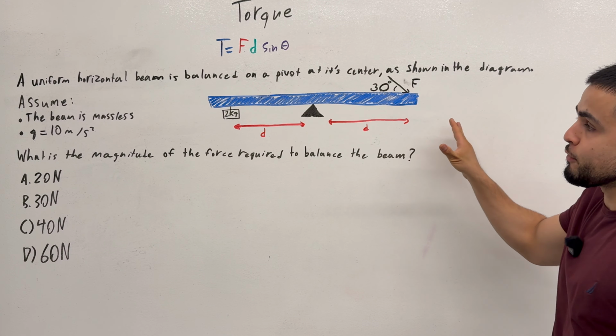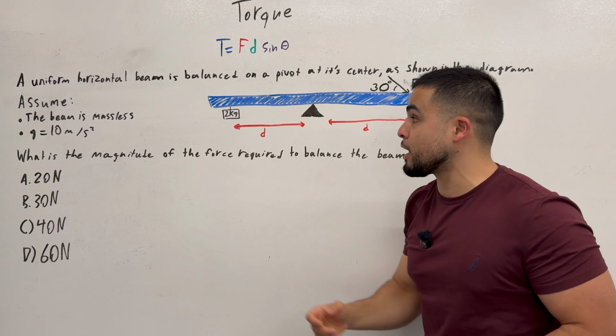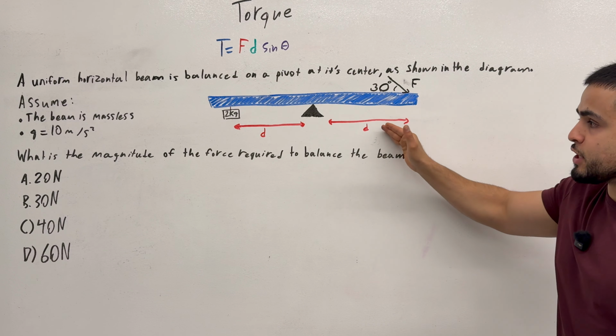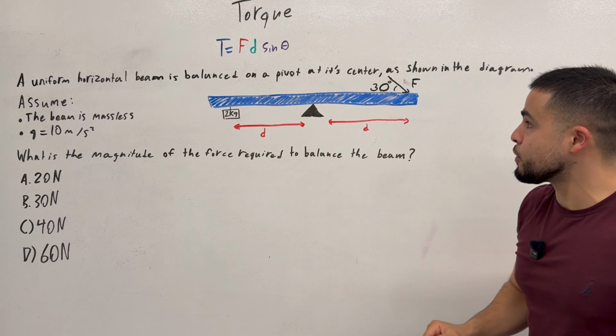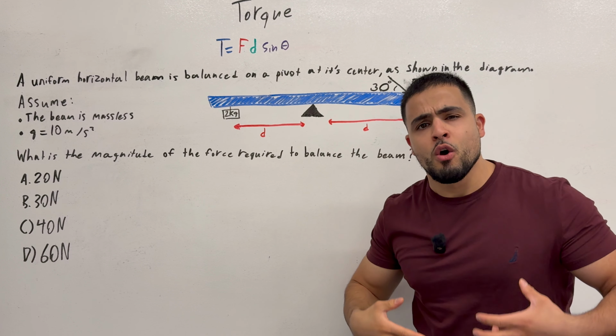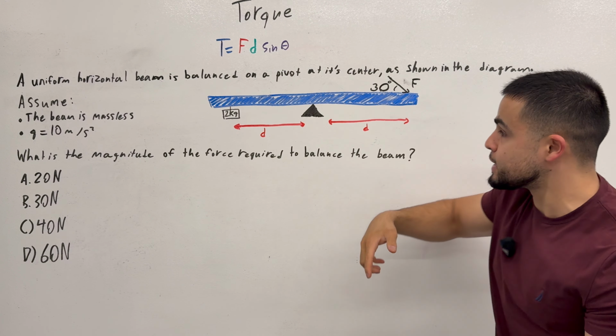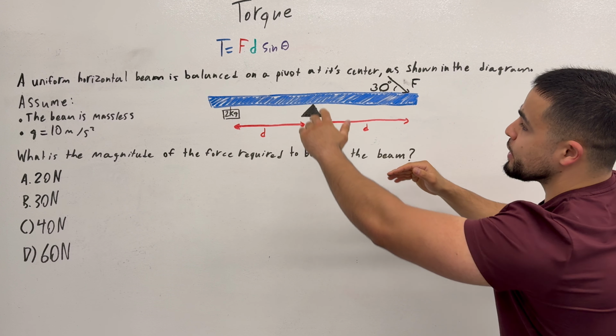So this is the beam we have over here. Notice at a distance d, we have a block that's 2 kilograms hanging down here. And then also at a distance of d, so these distances are equal to one another, we have this force being applied at a 30-degree angle. Now they're asking us what specific force would balance this beam so that it's not pivoting this way or this way.